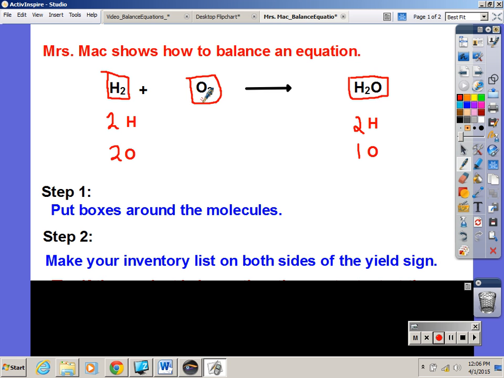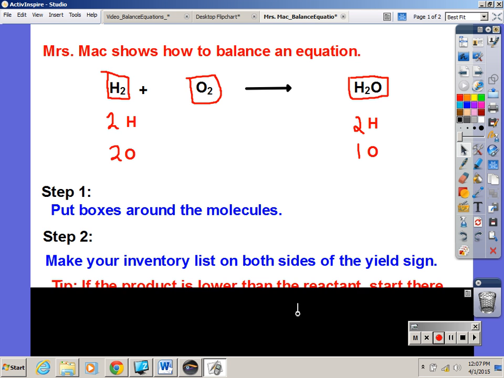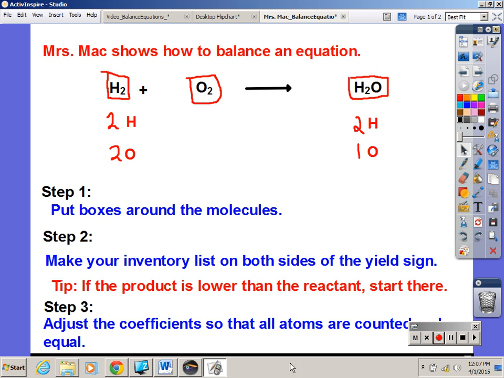So what I need to do is take my knowledge about math, just basic math, and I can change only the coefficients. And that brings us to step 3. You can only adjust the coefficients to make them equal. So in this case, my H's are balanced, but my O's are not. So I need to change the coefficient right here from water to make my O's balanced.